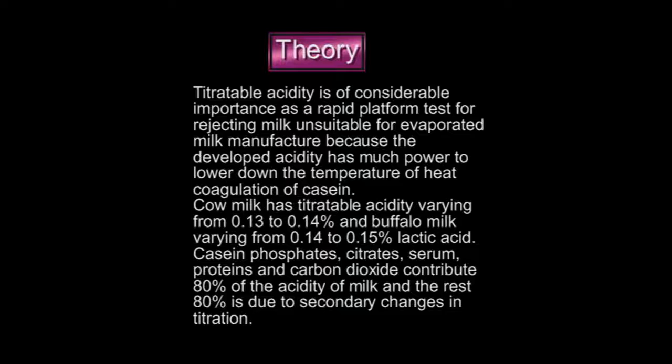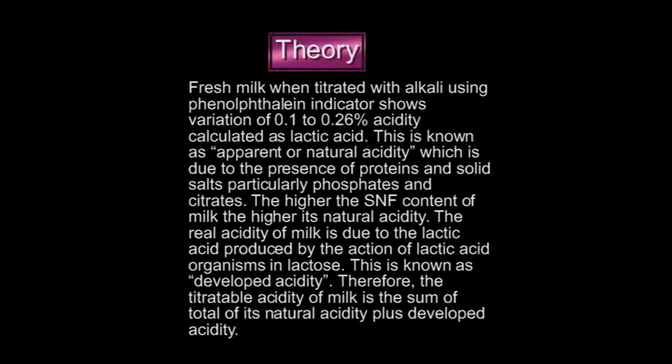Cow milk has titrable acidity varying from 0.13 to 0.14% and buffalo milk varying from 0.14 to 0.15% lactic acid. Casein, phosphates, citrates, serum proteins and carbon dioxide contribute 80% of the acidity of milk and the rest 20% is due to secondary changes in titration. Fresh milk, when titrated with alkali using phenolphthalein indicator, shows variation of 0.1 to 0.26% acidity calculated as lactic acid.